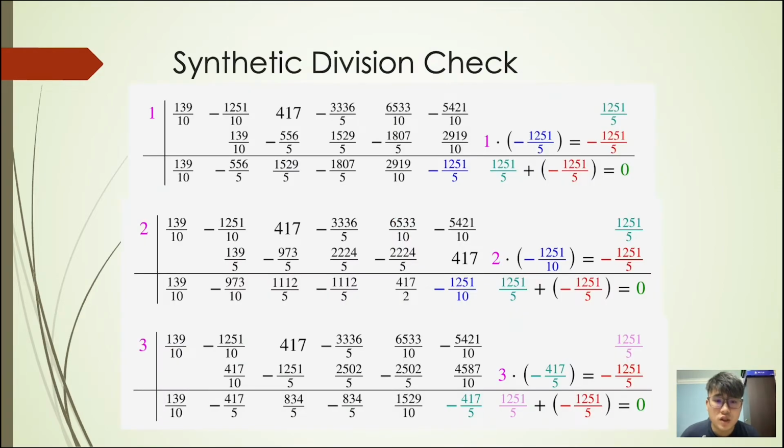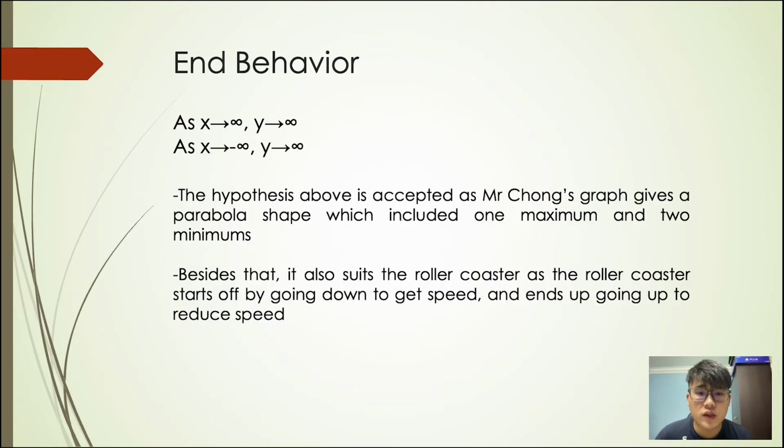Then, Mr. Chong used synthetic division to check and ensure 1, 2, and 3 are the roots of the equation. Now comes the end behavior. Mr. Chong concluded that as x goes to infinity, y goes to infinity too. When x goes to negative infinity, y goes to infinity. The hypothesis concluded by Mr. Chong is accepted as the graph gives a parabola-like shape which includes 1 maximum and 2 minimums.